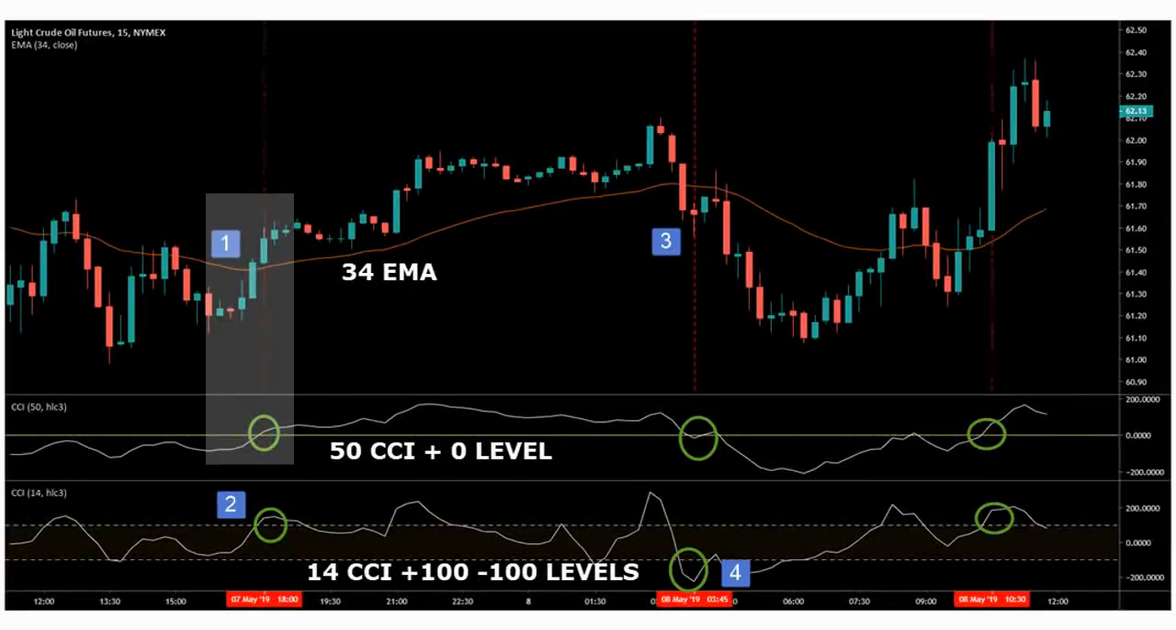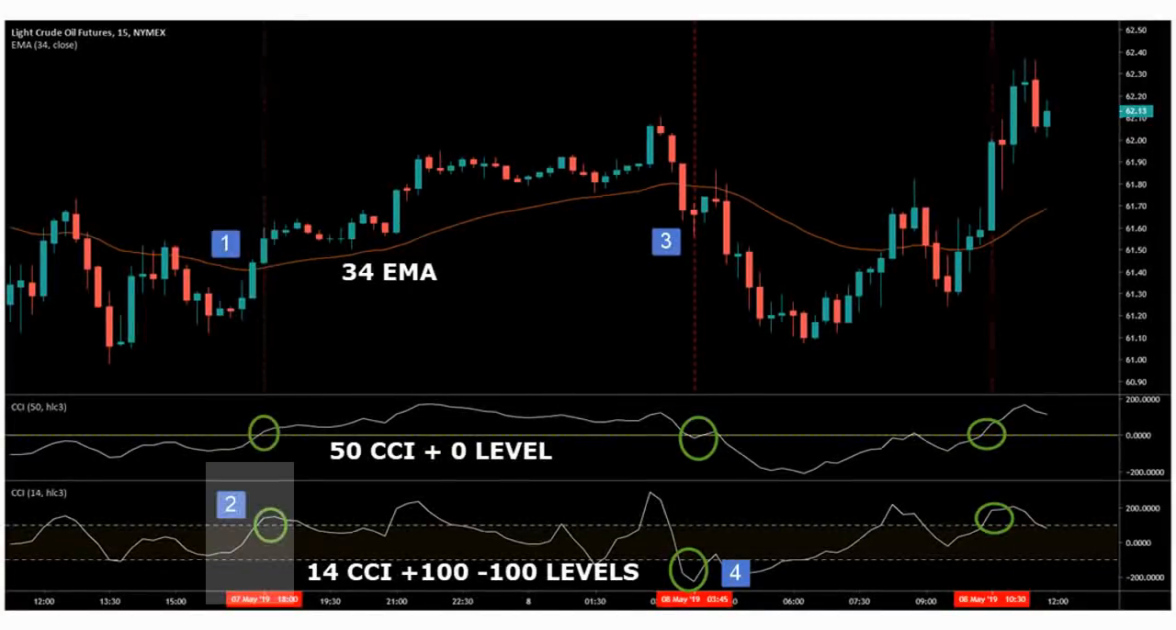Number one, for a long trade, price has to cross and close above the 34 EMA, and the 50 CCI must cross the zero line. We want to check the 14 CCI to ensure it is also above the zero line. And then you could enter at the close or the break of highs.